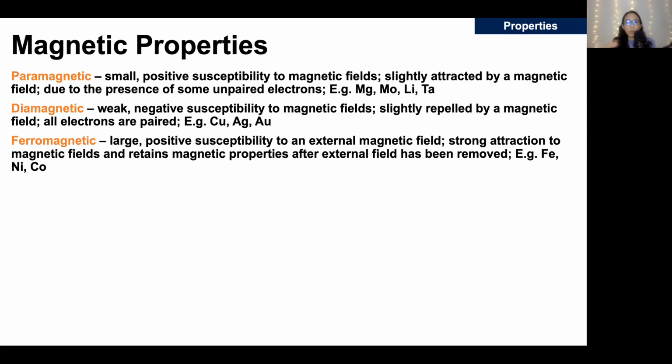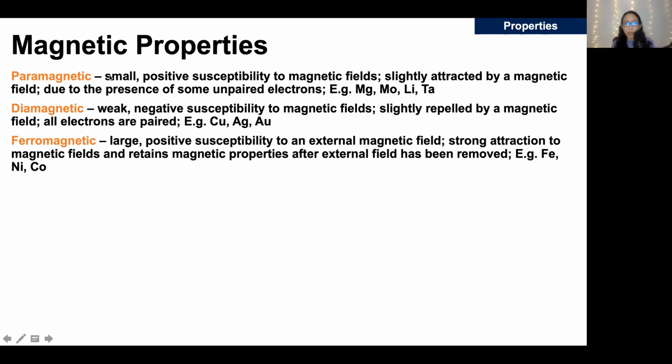Okay. Now that we have discussed the crystal field theory, we will now connect this idea with the properties of our coordination compounds. So first, we will go to magnetic properties. There are three types of magnetic materials or substances. We have the paramagnetic, diamagnetic, and ferromagnetic.